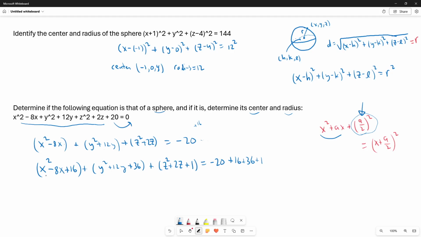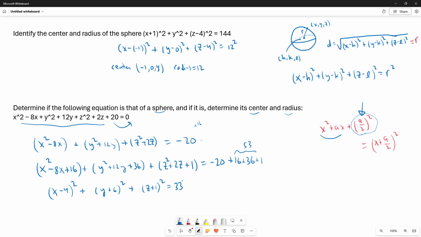So now this is a perfect square. It's (x − 4)². This is a perfect square. It is (y + 6)². This is a perfect square. It is (z + 1)². And this should be some positive number. So this is 53 here. Minus 20 is 33. And so that's a positive number. Radius will be the square root of that number.